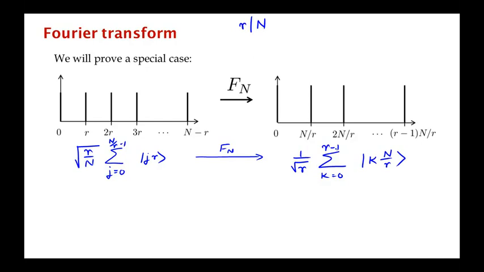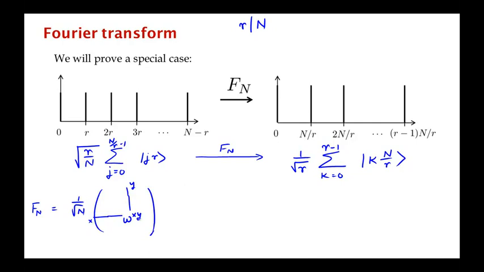Okay, so how do we prove this? Well, to prove this, we have to remember what our Fourier transform is. So remember what F sub n looks like: it's 1 over square root n times this n by n matrix. And what's the n by n matrix? Well, if you look at the x, y-th entry, it's omega to the xy.